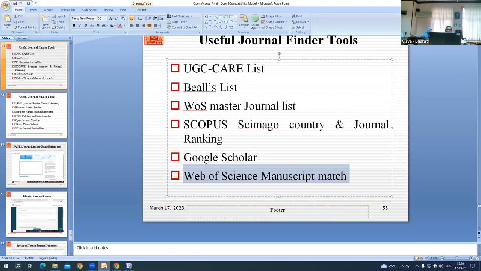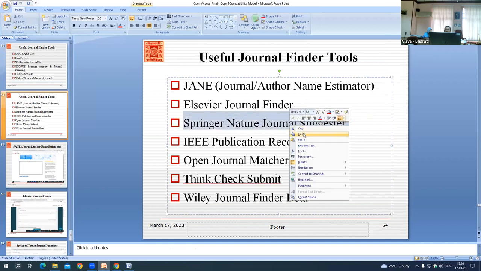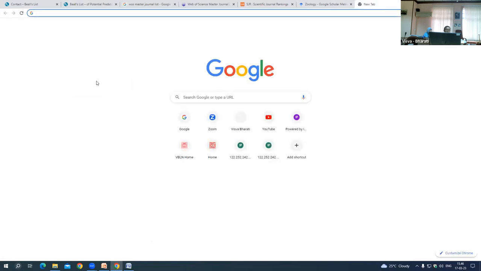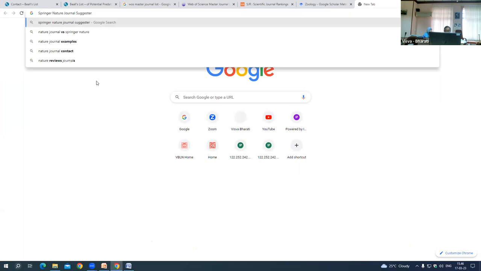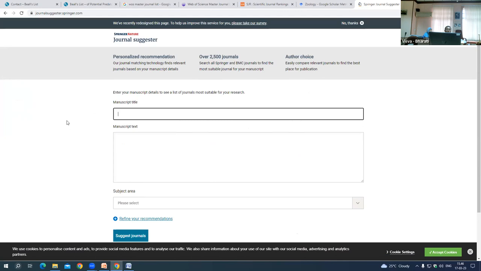Another thing that we have in the syllabus is the Springer Nature Journal Suggester. Very simple, in the same way we can find the journal that is best suitable for my publication. The Springer journal suggester uses the Springer database, not other databases. They have more than 2,500 journals, and within these 2,500 journals they give the best result for my article. So the same thing I am doing here.